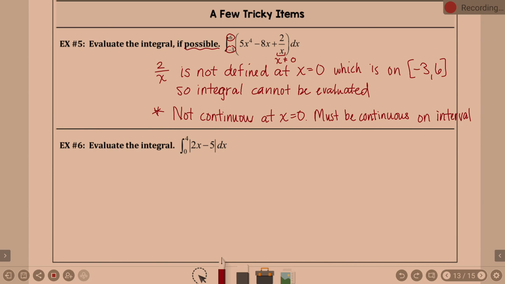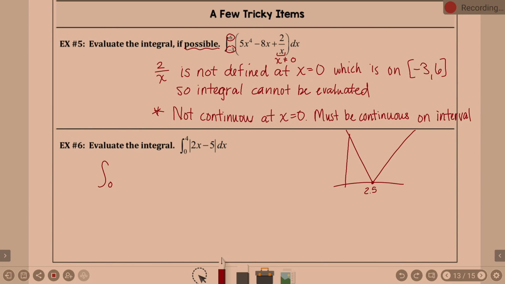On 6, it's the integral from 0 to 4 of the absolute value of 2x minus 5. Okay, I'm obviously not going to have time to talk about the whole thing here, but the issue you run into, absolute value is a V. This absolute value V does this at 2.5. What you would have to do, and again, I'm not going to have time to talk about this, but we would have to do the integral from 0 to 2.5.